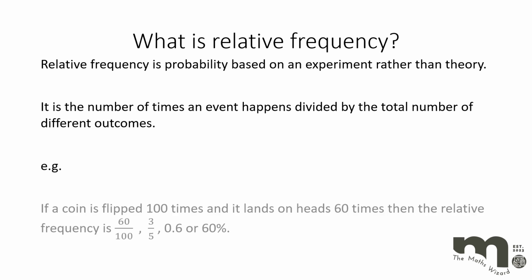So for example, if you flip a coin 100 times and it lands on heads 60 times, the relative frequency would be 60 over 100. Could be simplified down to 3/5, or you could write it as a decimal, which is 0.6, or 60%. So you can write relative frequency in the same way you can with probability, as either a fraction, a decimal, or a percentage.